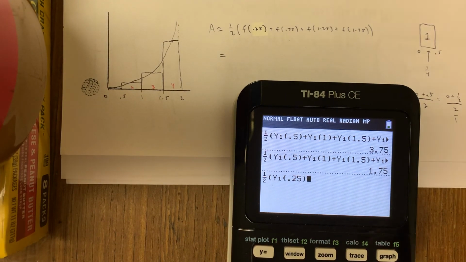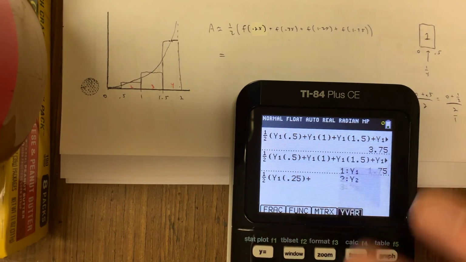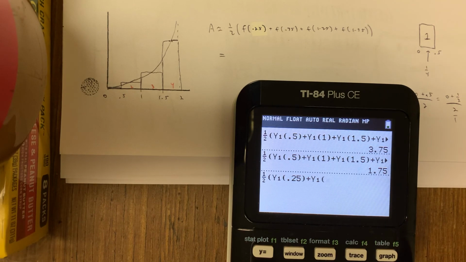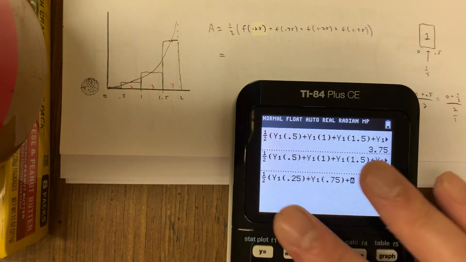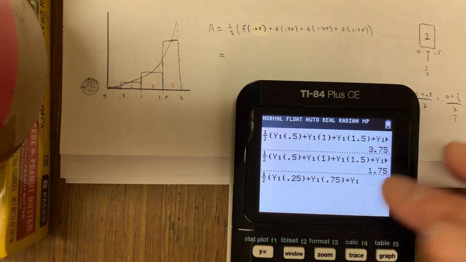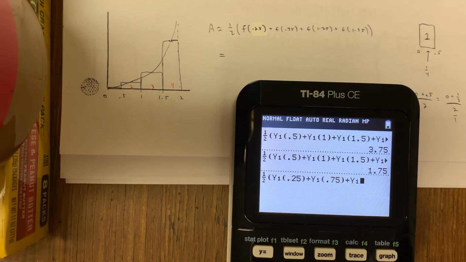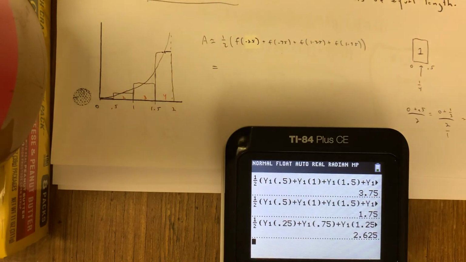So what is this? F of 0.25. Doesn't matter. Nobody's watching these videos anyway. All right, we want f of 0.75 plus f of, what is the next one, 1.25. Sorry, I'm slowing down here. And then f of 1.75. Okay, and I get 2.625.